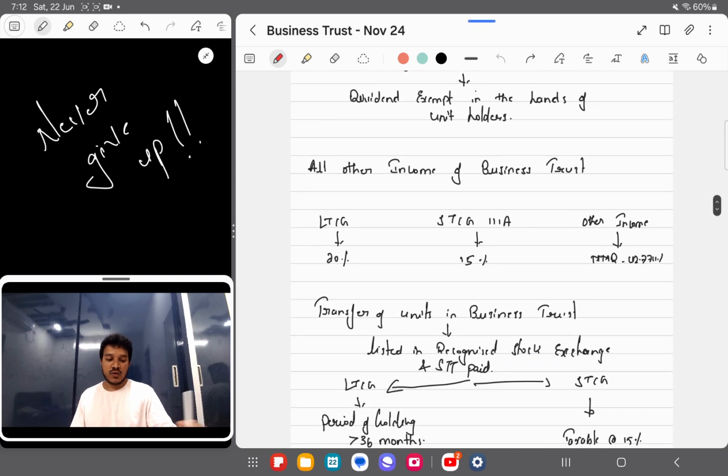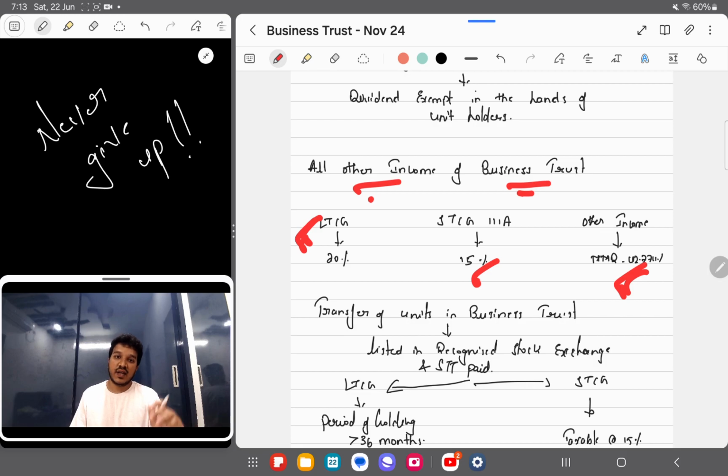Till now we have discussed three kinds of incomes: dividend, interest, and rent. What if the business trust is earning any other income? There are certain rates given for all other incomes in case of a business trust. If it is a long-term capital gain, then 20%. Short-term capital gain under section 111A, then 15%. And any other income is taxed at the maximum marginal rate, that is 42.77%. All the other income is taxable in the hands of the business trust.